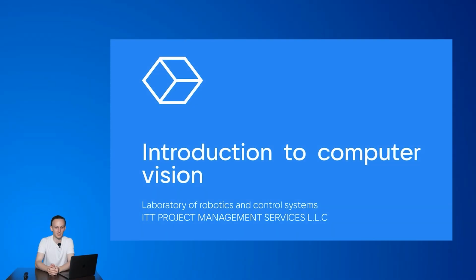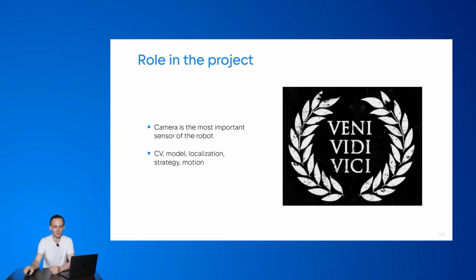Hello, my name is Ilya Sokin, and today I'm going to give an introductory lecture on computer vision in robotics in the context of robotic football. We will begin with the problem statement of object detection in robotic football and continue into the specific methods of doing so. Let us first talk about the role of computer vision in the whole project.